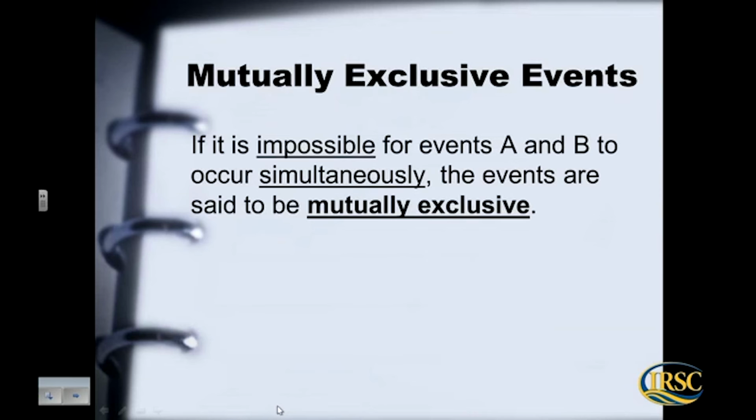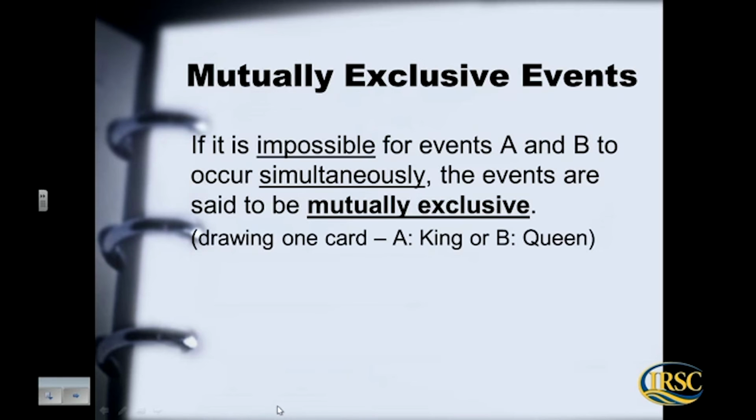Okay, mutually exclusive events. If it is impossible for events A and B to occur simultaneously, the events are said to be mutually exclusive events. So, for example, if you're drawing one card, then it's impossible for that one card to be a king and a queen at the same time. So drawing a king or drawing a queen are mutually exclusive events.